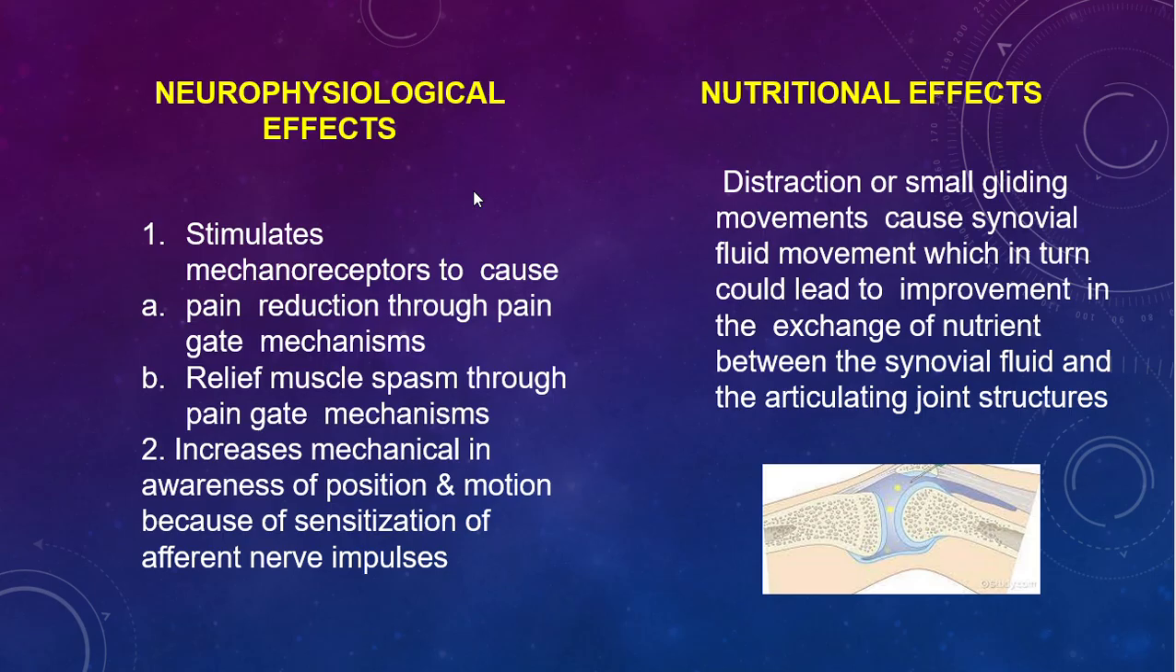Then we come to nutritional effects. Now, particularly in synovial joints, peripheral joints, and facet joints in the body, they get most of their nutrients from the synovial fluid. But this nutrient does not just easily leave the fluid and go into the bone. It takes place by the process of diffusion. So the more movement we apply in the joint, the more easily diffusion will take place, which will lead to the movement of the nutrient from the fluid into the bone.